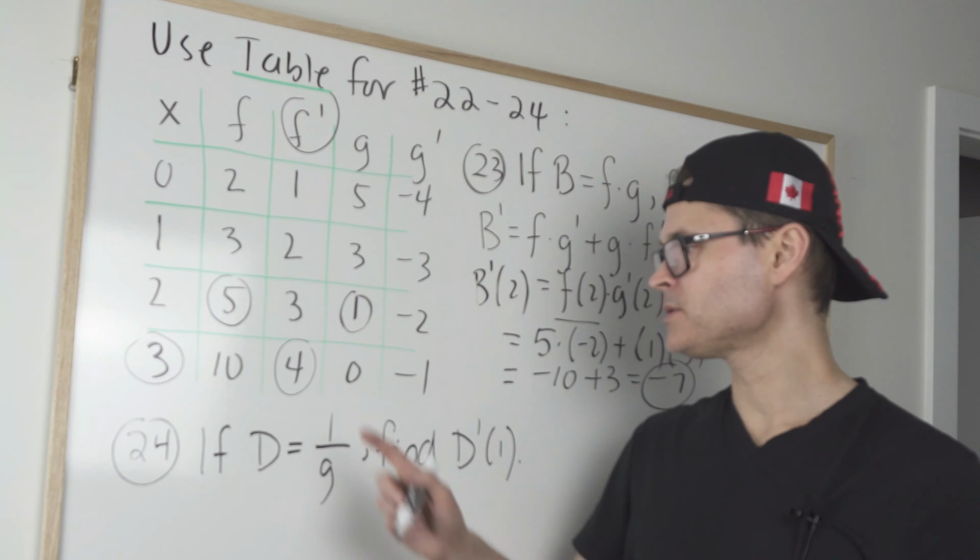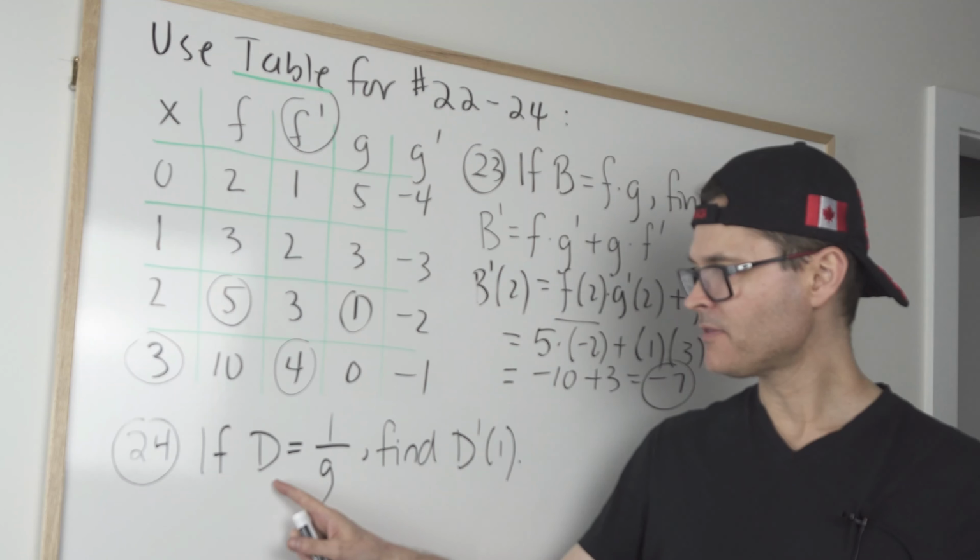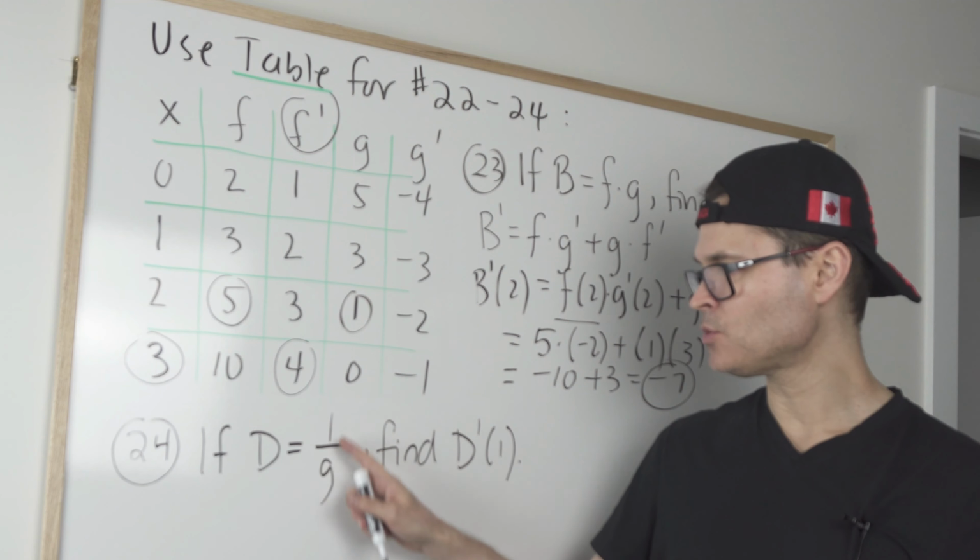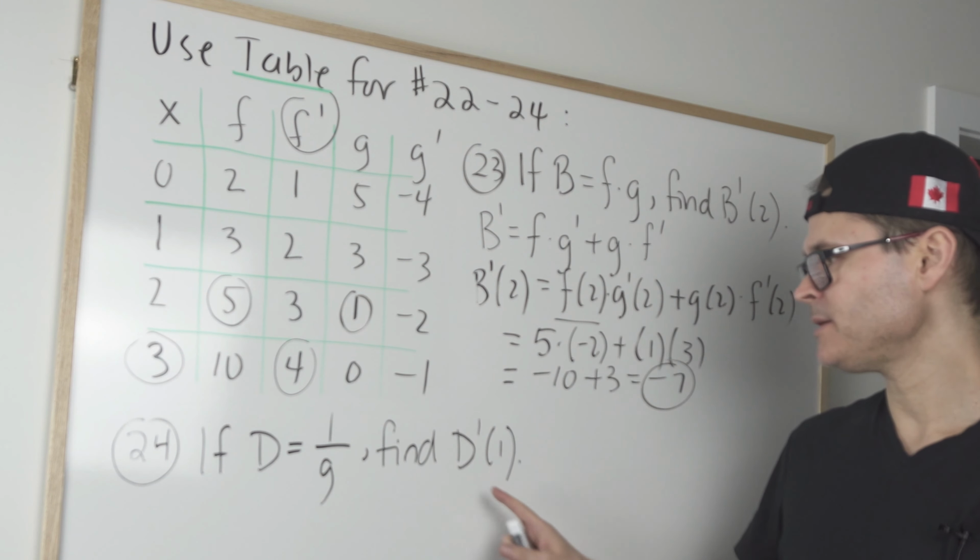Okay, the third one that uses the table, they tell us that if d is equal to 1 over g, what's d prime at 1?